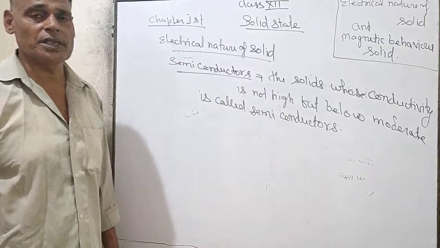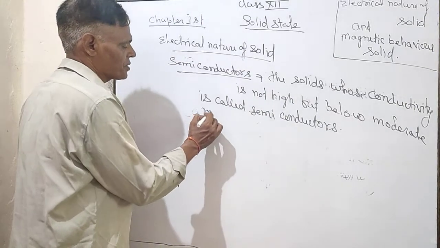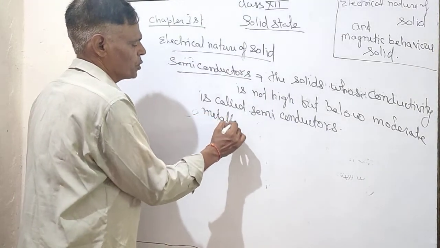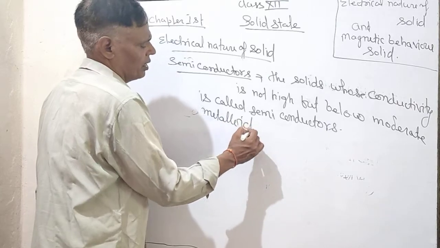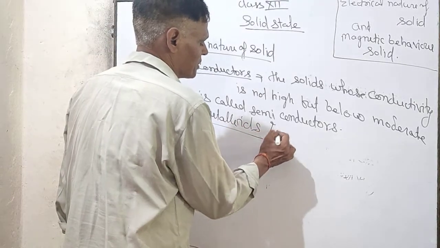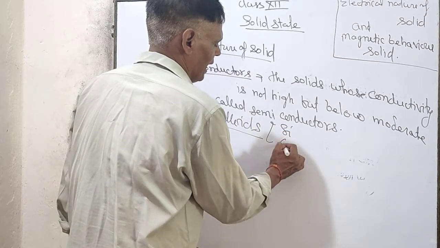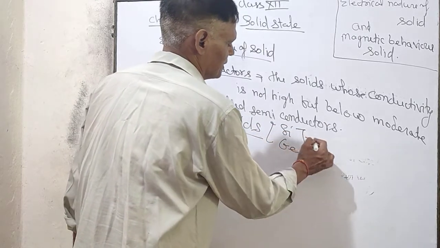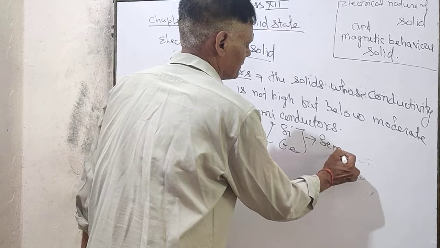And the example is very simple. Metalloids. All metalloids normally set the example. The two famous ones here are silicon and germanium. They are semiconductors.